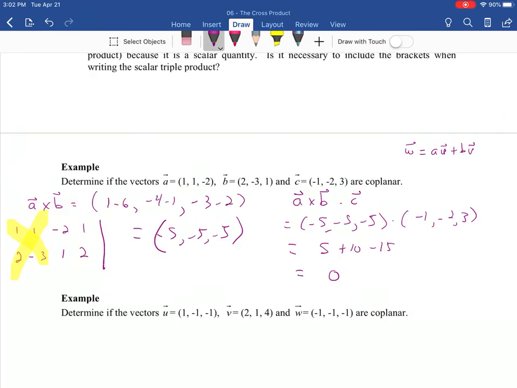What does that mean? It means the vector that was sticking straight out of the plane of a and b is perpendicular to the c vector. And the only way that can happen is c's got to be in that same plane. c's in that same plane as the other two vectors, and therefore a, b, and c are coplanar.